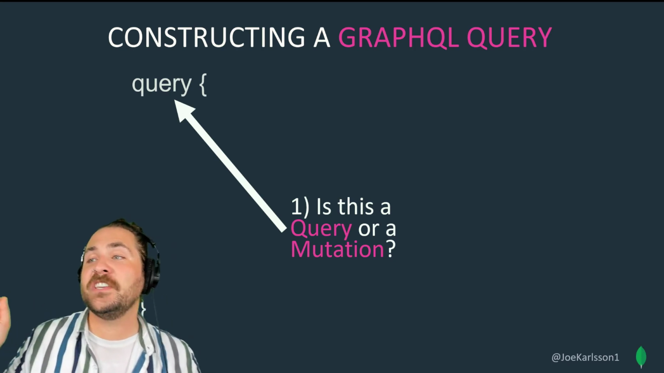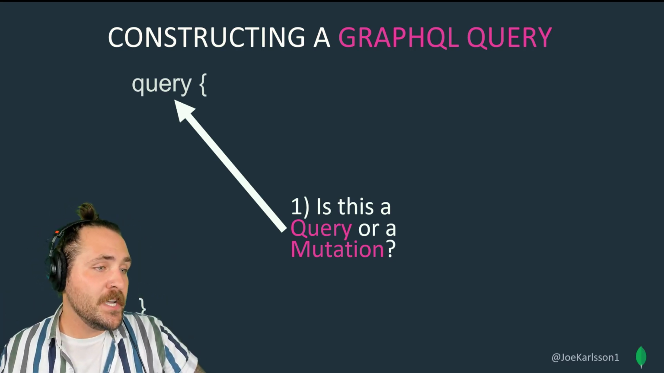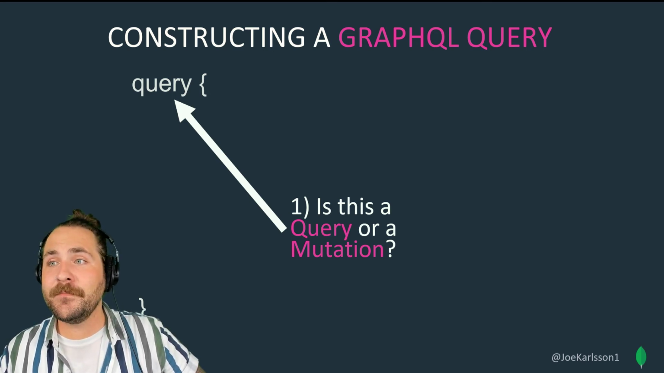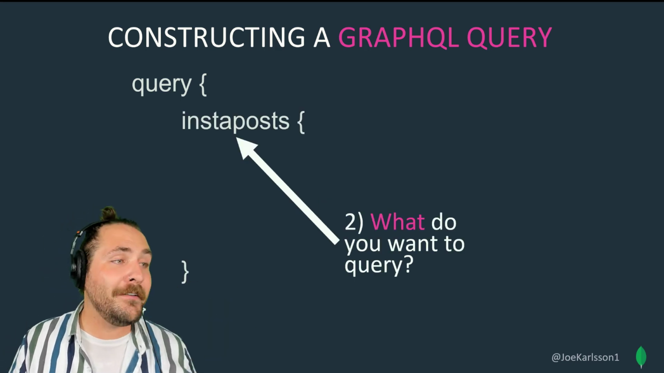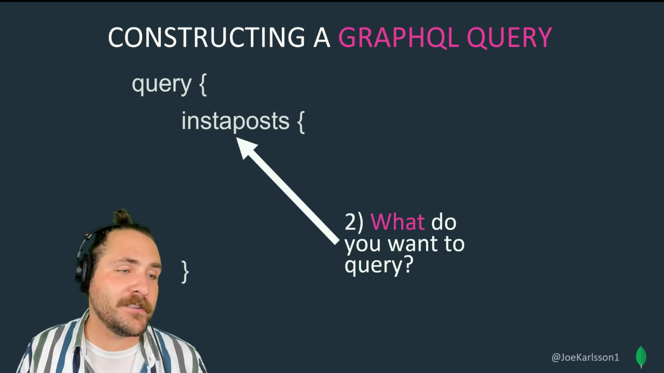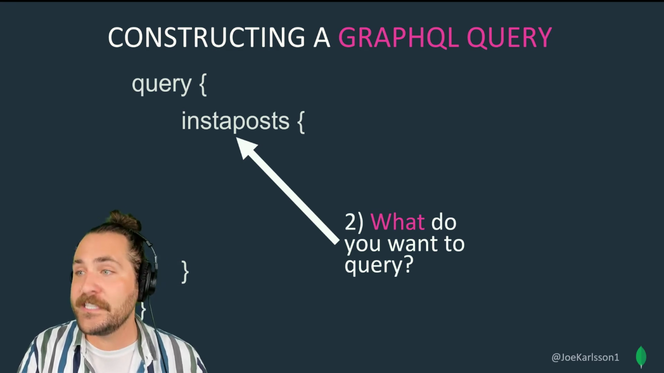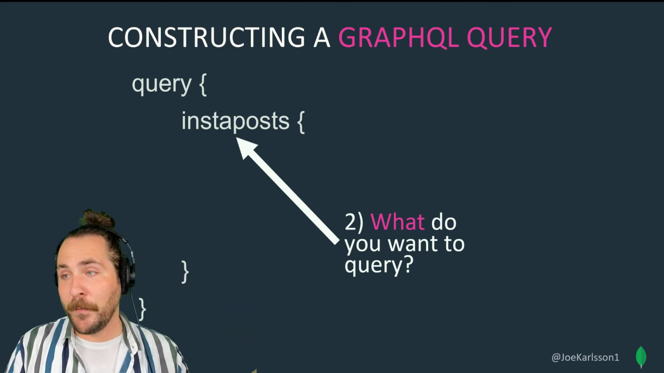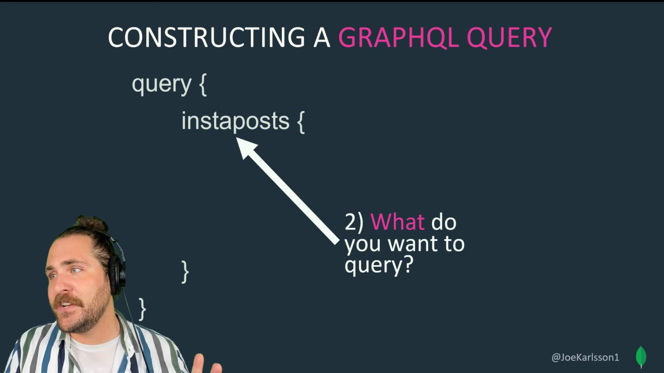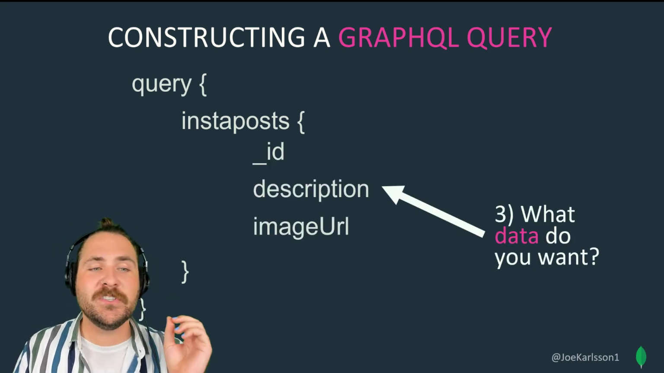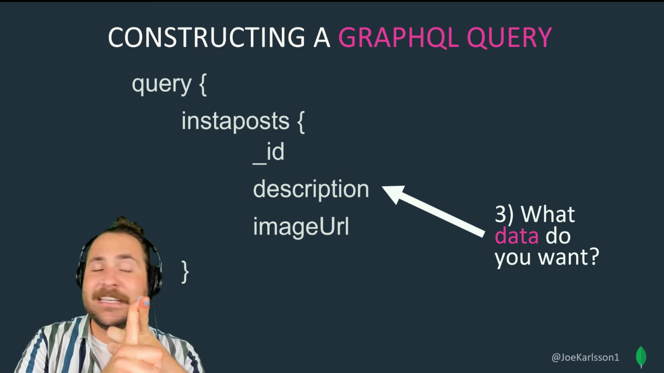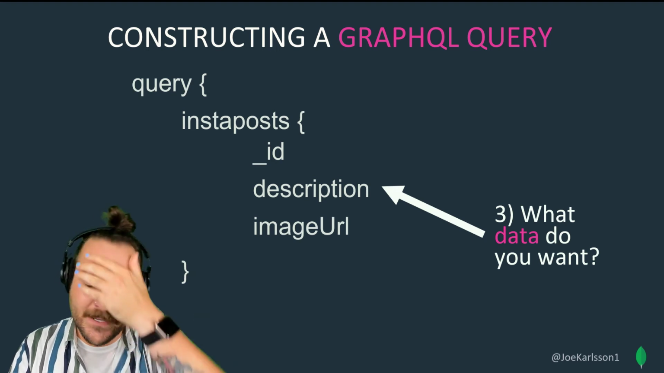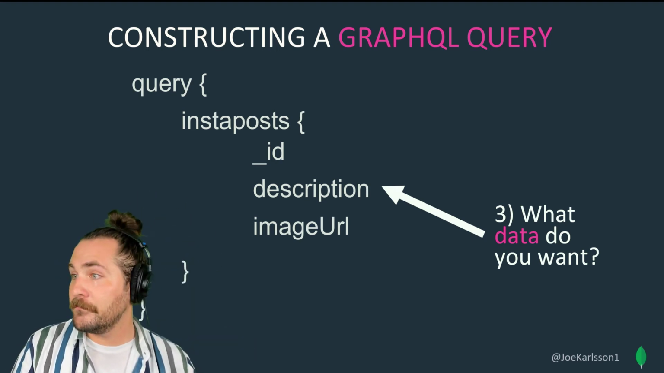Okay, so if you want to actually construct a query, what does that look like? The first thing you want to do is define whether it is a query or a mutation. Next thing you want to identify for GraphQL is what kind of data you want to query. So I have a collection called InstaPosts. Each document in that collection is a single image for my InstaPost gallery. And then the next thing you need to define is the structure of what you actually want to do with that data. So I want to get the unique ID, I want to get a description, and my React application needs the image URL, because those are the three things I need to display and work with that data correctly, right?